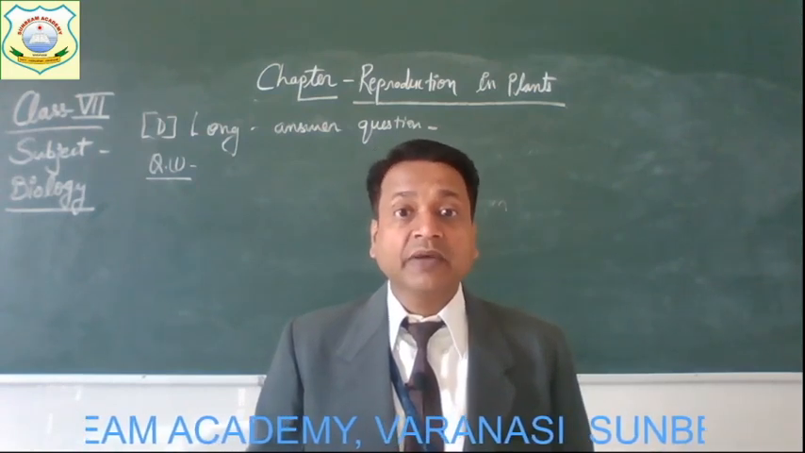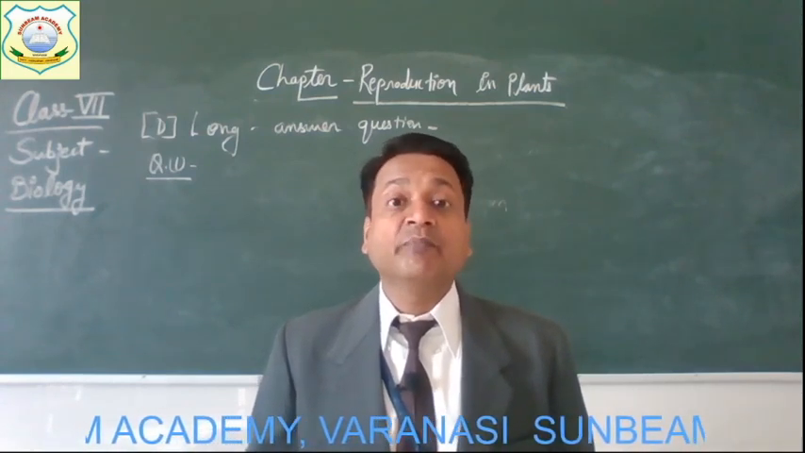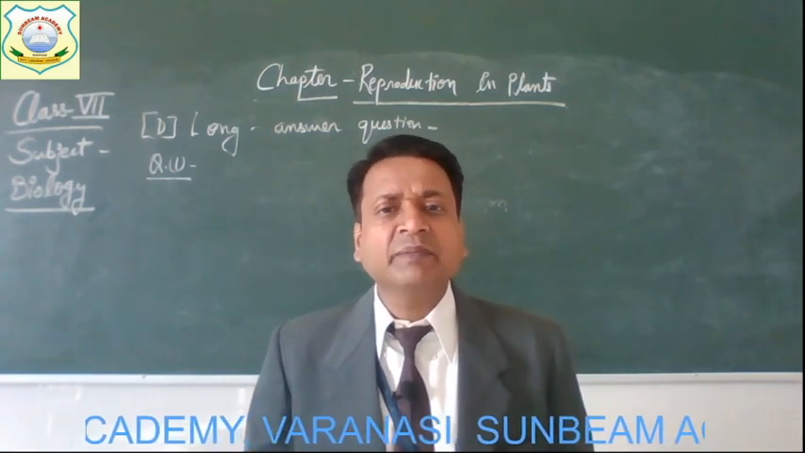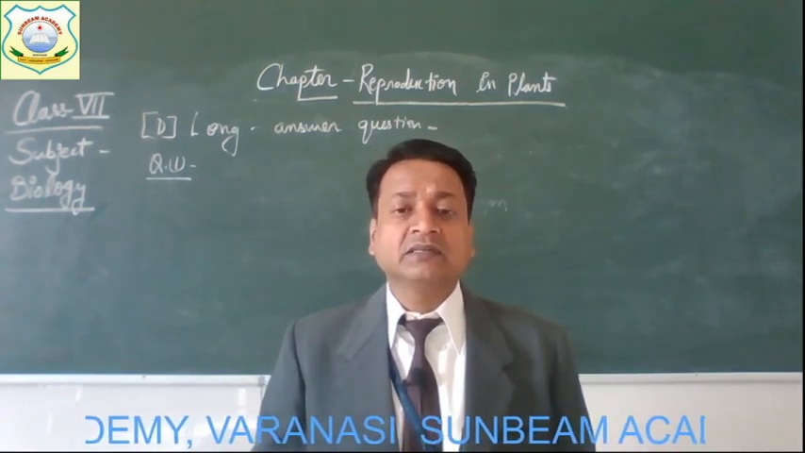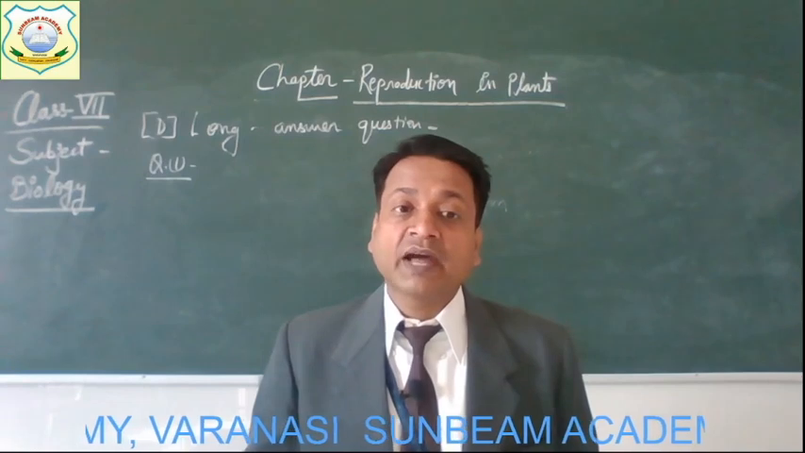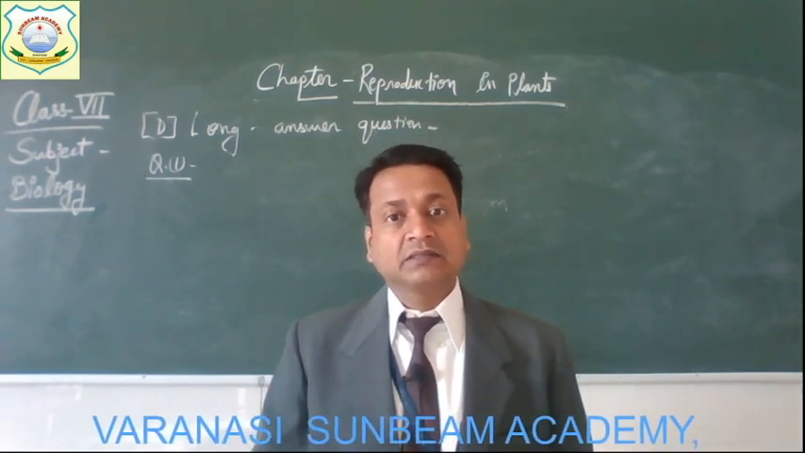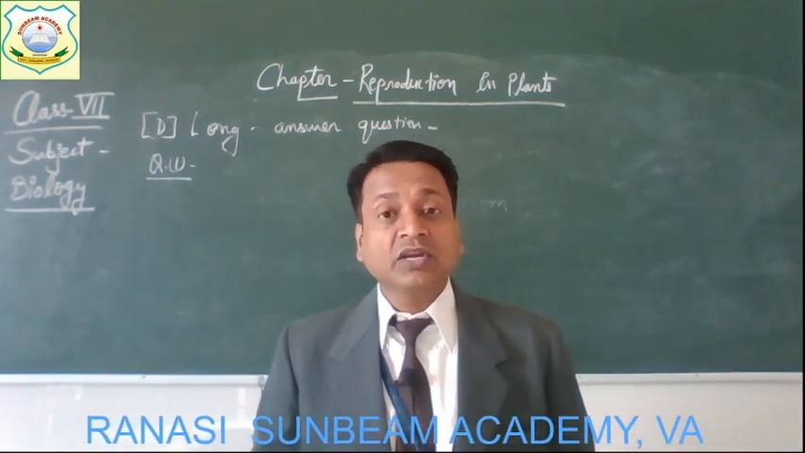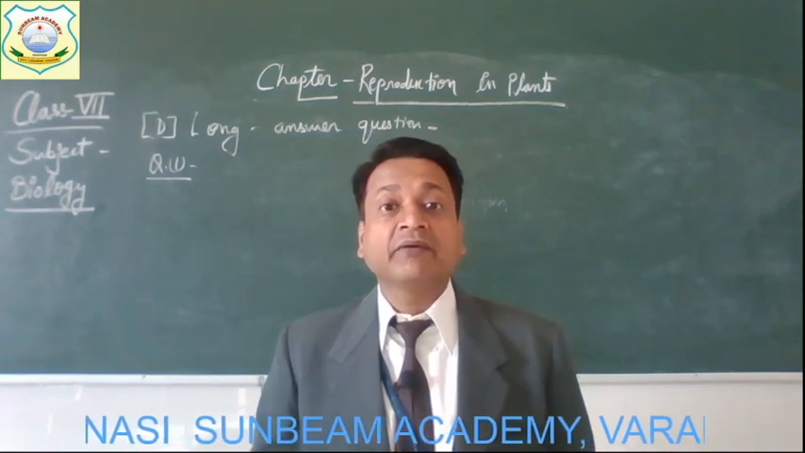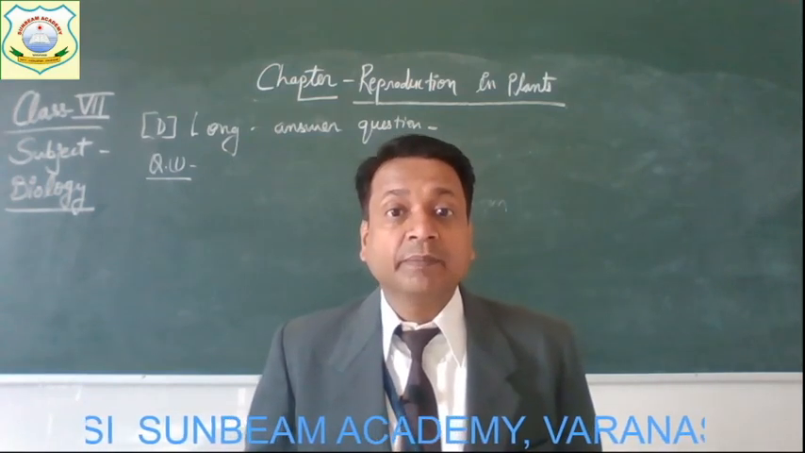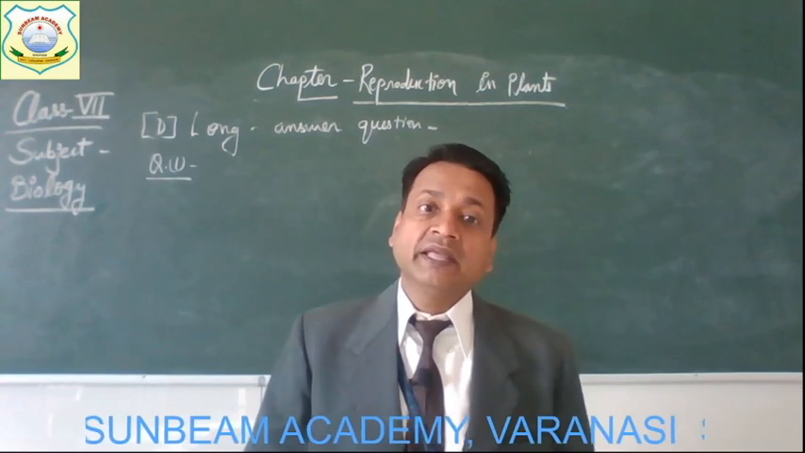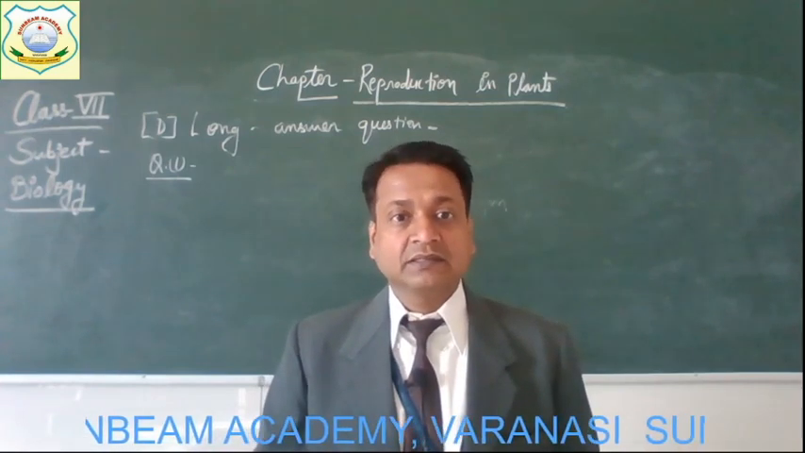Alright, and the third way is the leaf of bryophyllum that has many buds on its margin, and these buds give rise to new plants. Okay, so these are the three different ways by which vegetative reproduction takes place in plants.